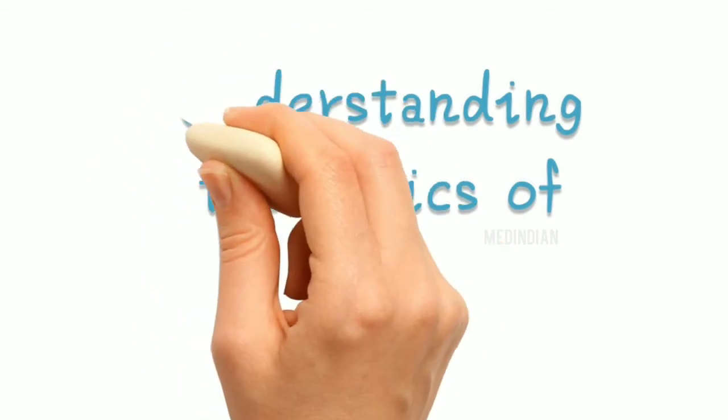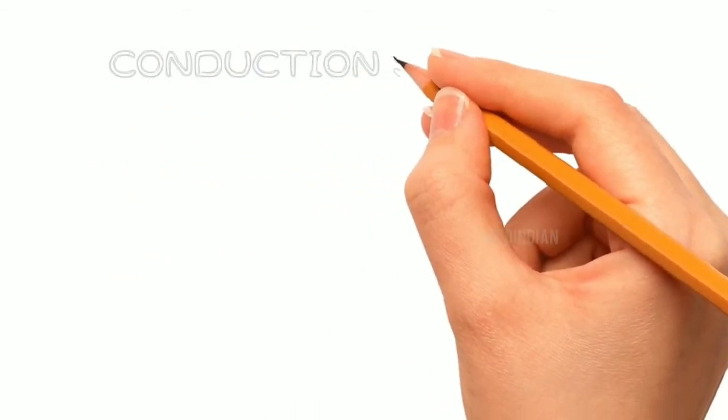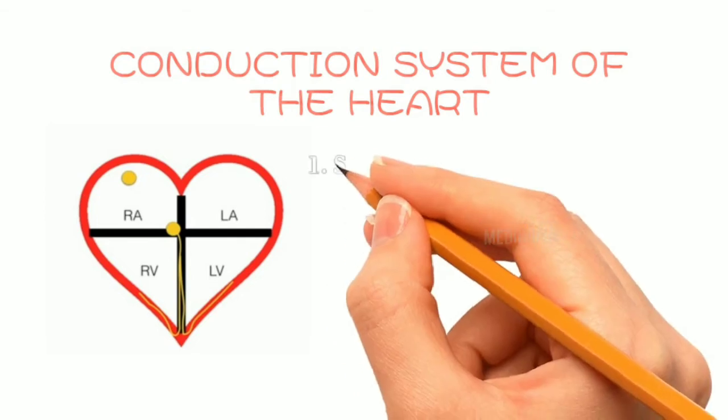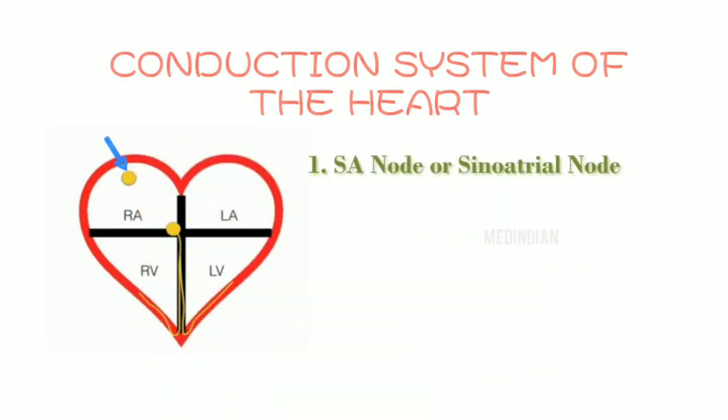Among these, the first and foremost concept to be understood is the conduction system of the heart. The conduction system of the heart includes the following. First is the SA node, or the sinoatrial node. As the name indicates, it is present in the right atrium of the heart. The SA node is also known as the natural pacemaker of the heart because this is where the conduction begins.